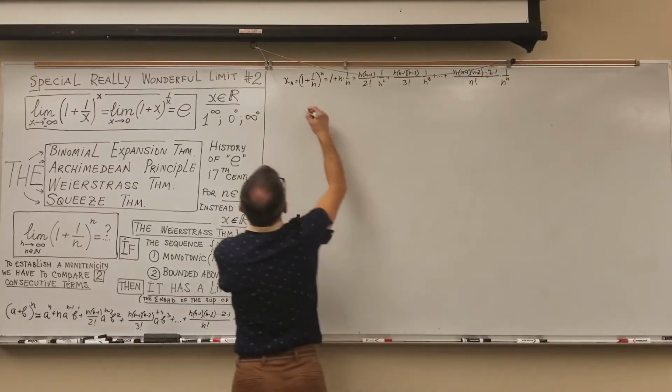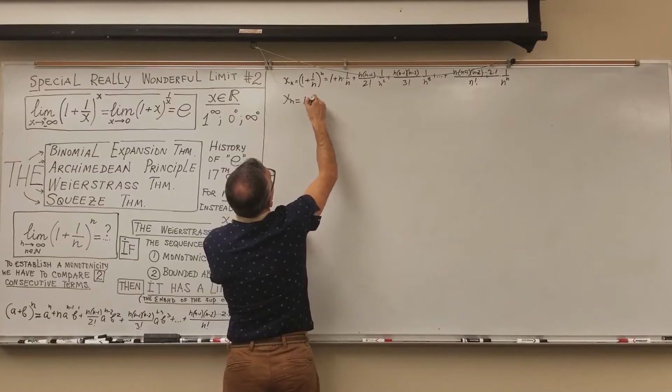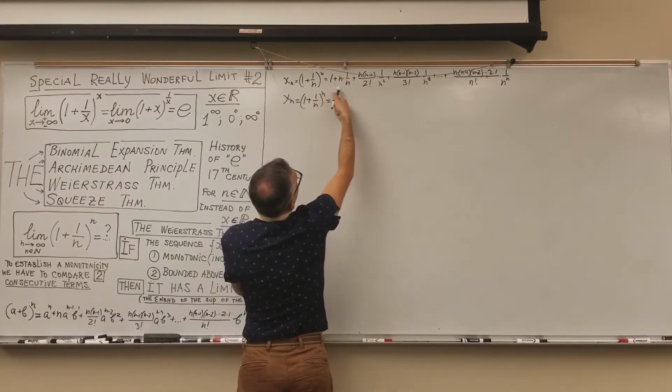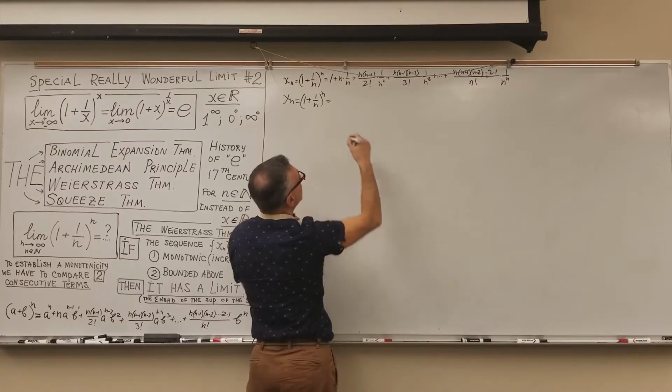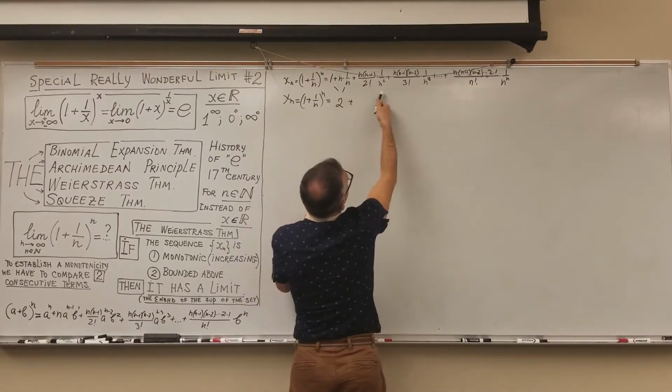Let me simplify it now. So x sub n, which is (1 plus 1 over n) to the power of n, is equal to 1 plus n over n times another 1, so it's 1 plus 1. This is actually 2 plus. I can reduce one n here.